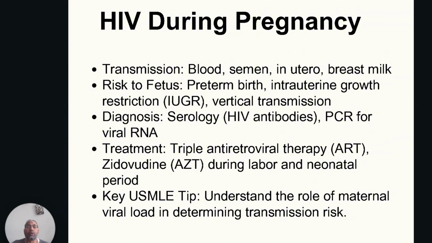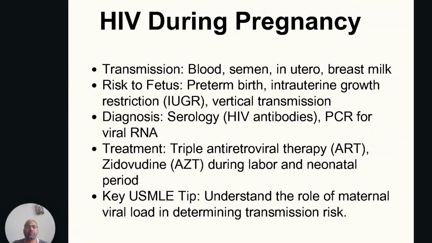Okay, so we all know how the transmission of HIV occurs. It occurs through blood, through semen, and in utero, that is from the mother to the baby. It can also occur through breast milk. Okay, so next is the risk to the fetus.